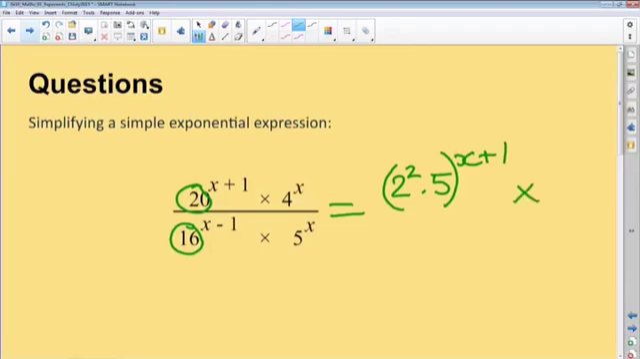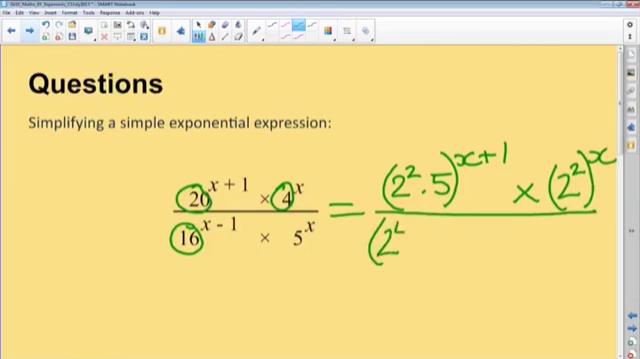Then 4, actually 4 bothers me a little bit as well, because 4 isn't prime factorized. It should be 2 to the power of 2 to the power of x. And at the bottom, 16 is 2 to the power of 4. And we have x minus 1 times by, and 5 obviously is a prime factor, so there we go.